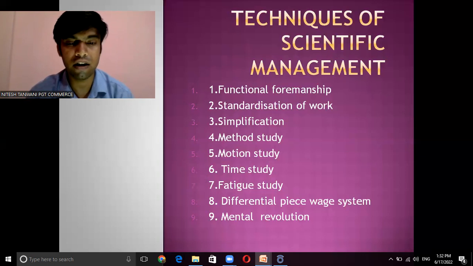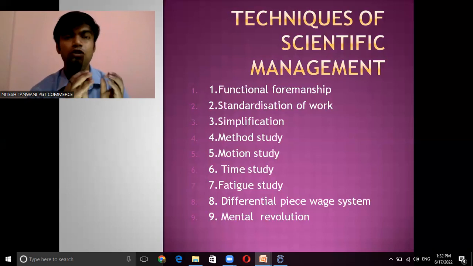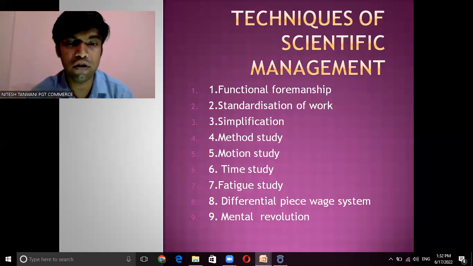Mental revolution refers to the change in the attitude of management and worker toward one another, from competition to cooperation. There should be no dispute between management and the worker. There should be mental revolution in both. They should work together and respect each other, management as well as workers. Clear? So this is about mental revolution.